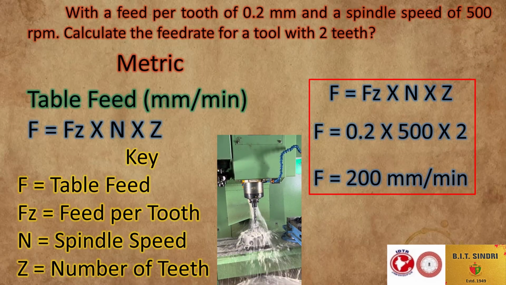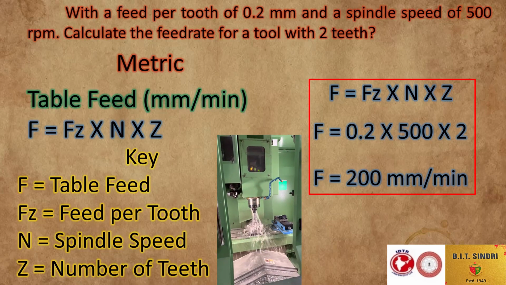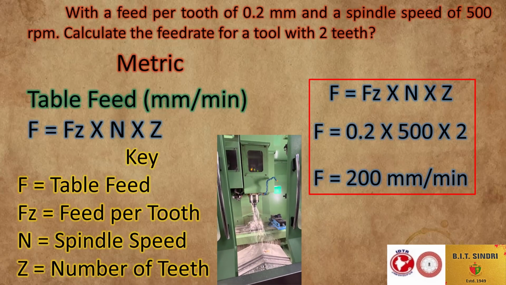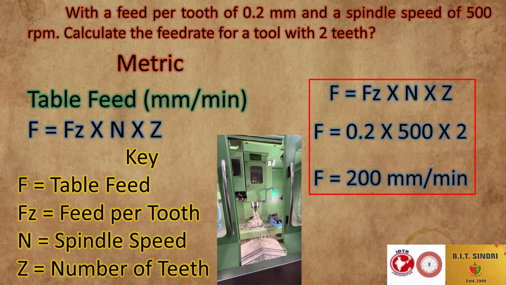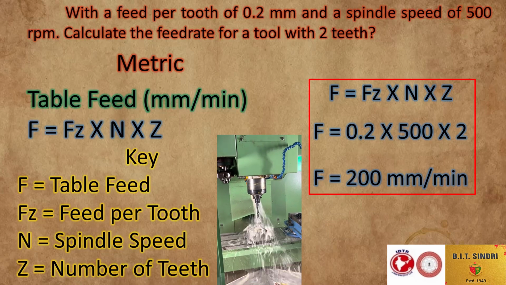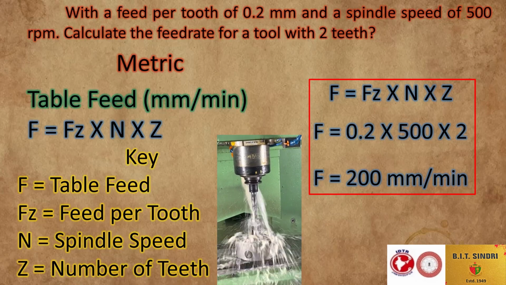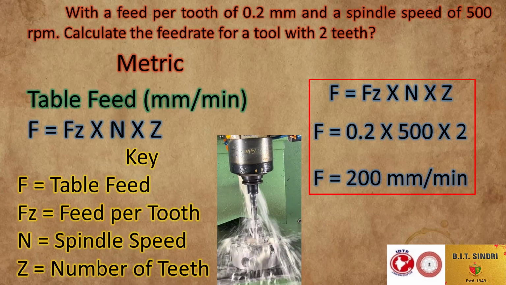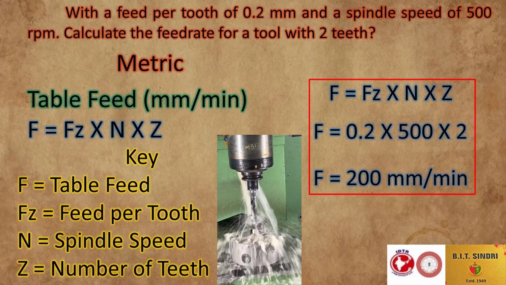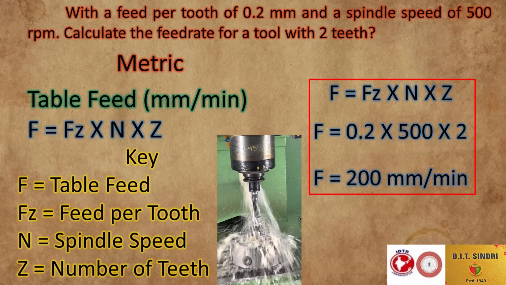So let us say, for example, this time we are using a 2 flute slot drill. We are going to times that by 2 because we have 2 teeth on our slot drill. So we can pop that information into our calculator again. So we are looking at 0.2 times 500 times 2, and that gives us 200 millimeters per minute. So that is how we work out the table feed in metric.